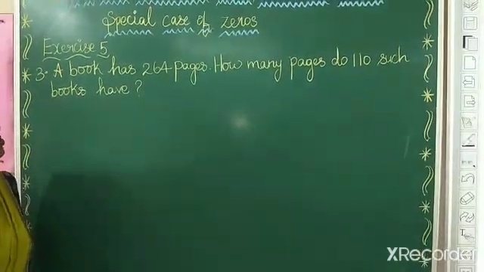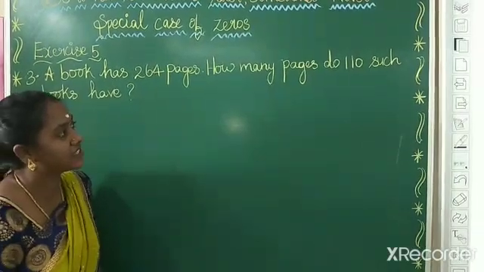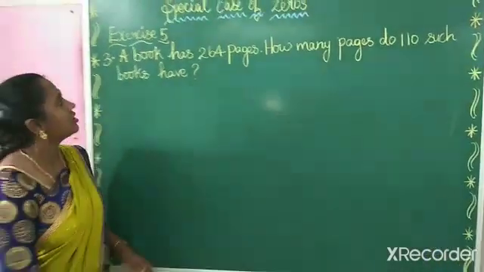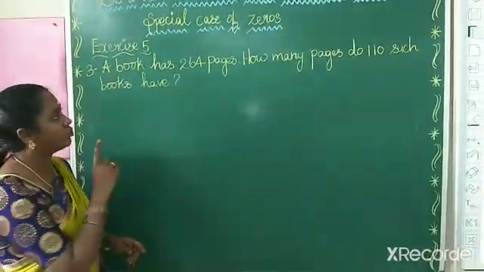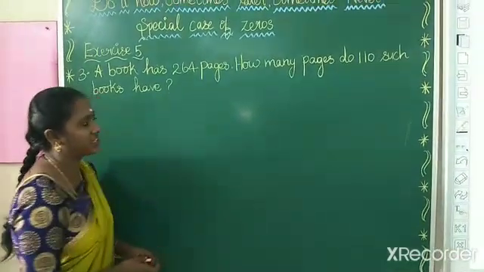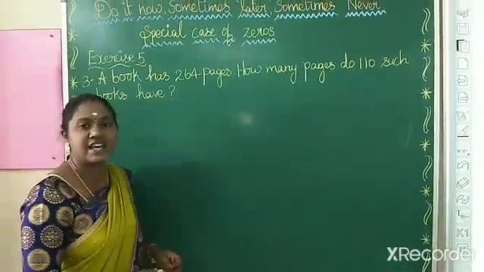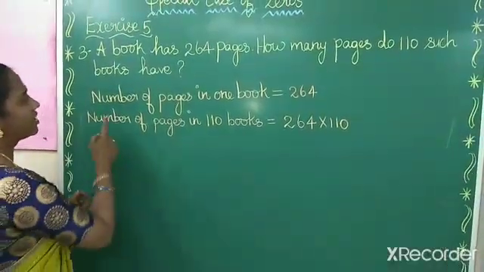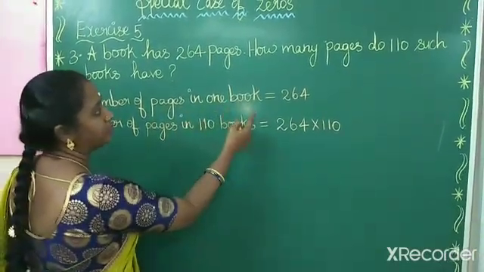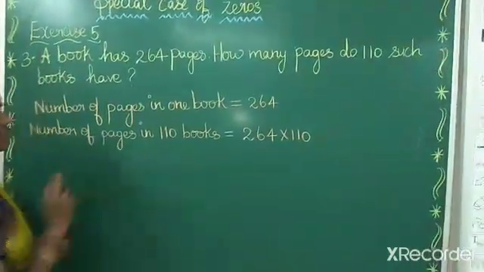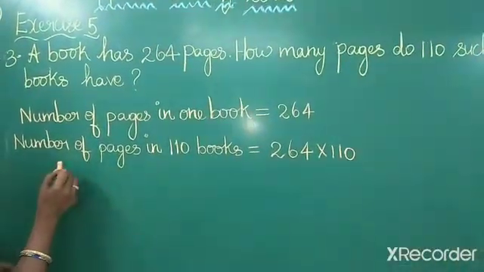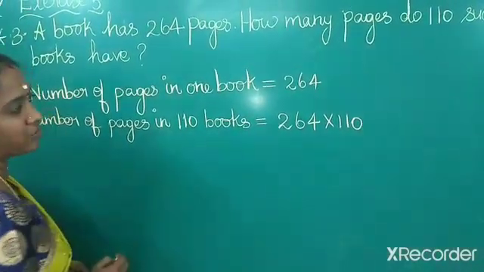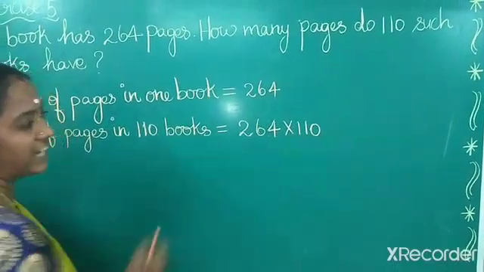A book has 264 pages. How many pages do 110 such books have? So what is given in the question? A book means one book. So in one book we have 264 pages. So we need to find how many pages are there in the 110 books. Okay. So we have written that number of pages in one book, which is given in the question, that is 264 pages. Number of pages in 110 books, that is 264 into 110.